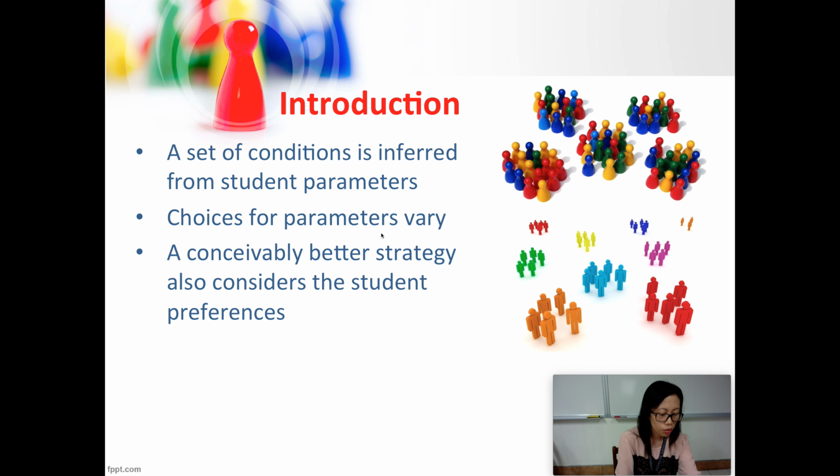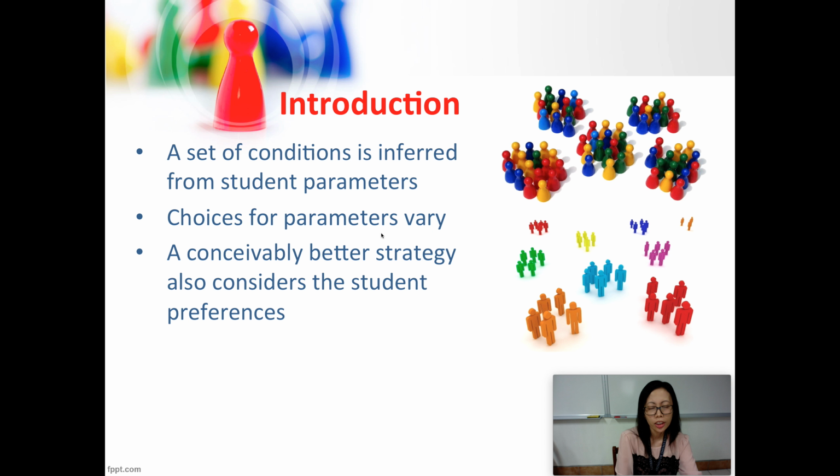Now, the teacher also has to think about whether it is wise to group high achieving students or to mix them up with low achieving students. Now, aside from grades, there are also some other student characteristics or parameters that can be included in the group formation strategy, but choices usually vary. Now, this present study will investigate the student parameters and characteristics that should be included in the instructor-based group formation strategy. And we feel that the student preferences should also be considered.